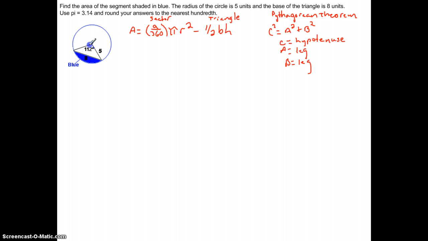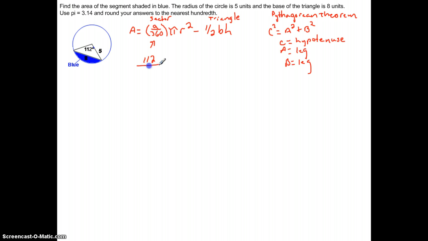And the area of a sector is this area right here. And as you can see, if we find the area of the whole sector and minus the triangle, we will be able to find the area of the segment. So to find the area of the sector, we put our angle into this formula right here.